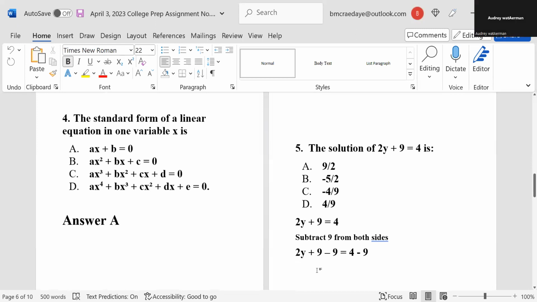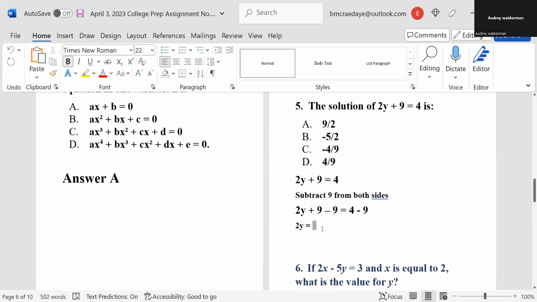2y. 2y, very good, because the plus 9 minus 9 give you 0. Now, what do we have on the right side? What's a plus 4 and a minus 9? Plus or minus? A minus. That's it, minus, because you subtract, the biggest number is 9, it has a negative, so that's a minus 5.